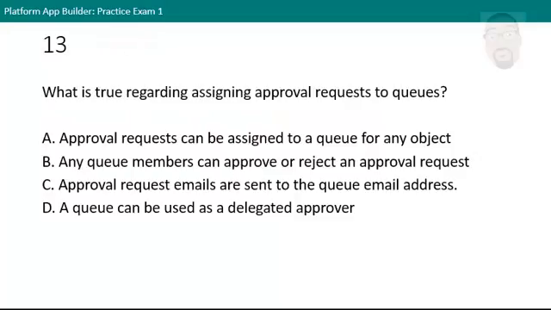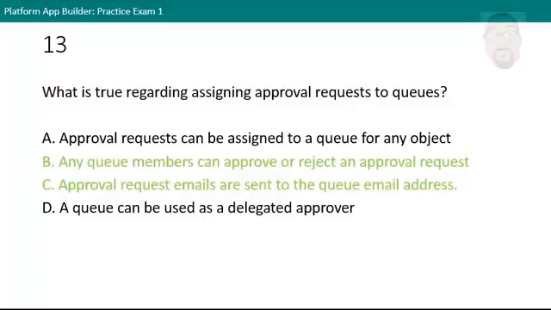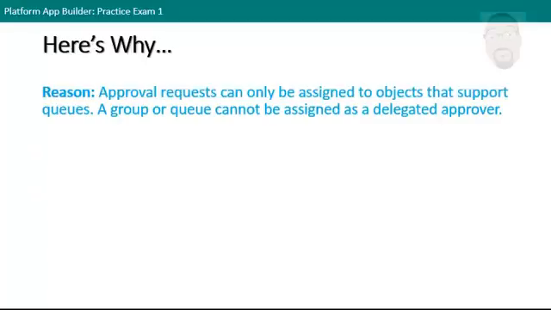What is true regarding assigning approval requests to queues? Any queue members can approve or reject an approval request. Also, approval request emails are sent to the queue email address. Approval requests can only be assigned to objects that support queues. A group or queue cannot be assigned as a delegated approver.